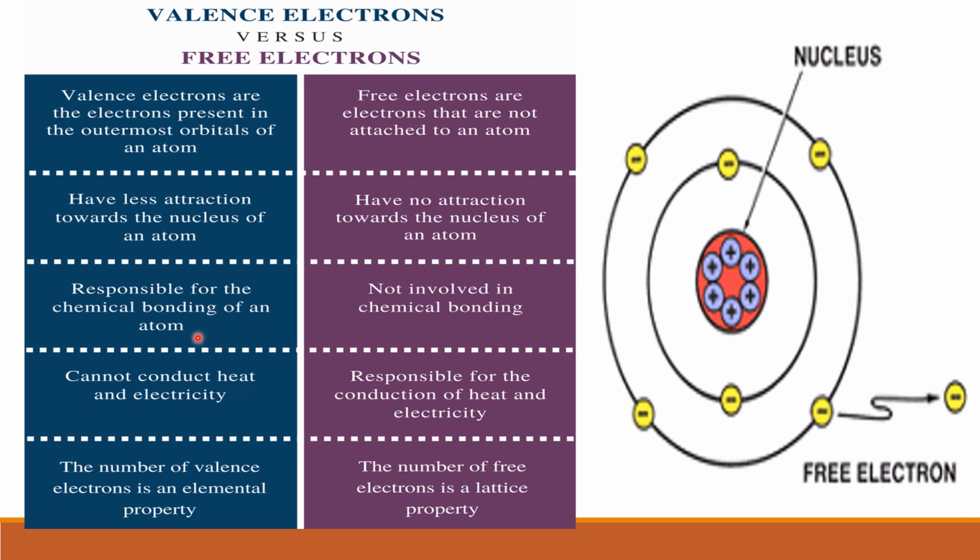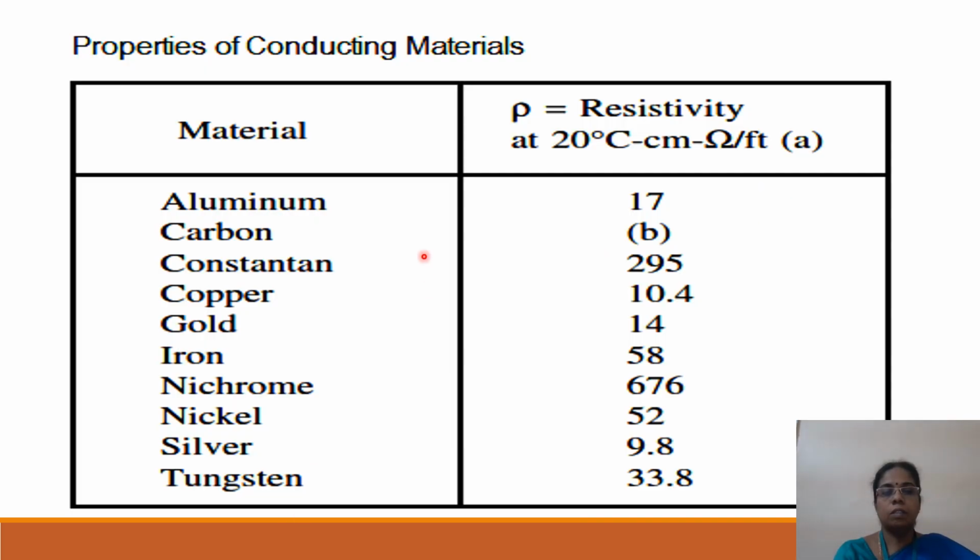And these valence electrons are responsible for chemical bonding, whereas these free electrons are not responsible for chemical bonding. The valence electrons cannot conduct heat and electricity, whereas the free electrons conduct heat and electricity. The number of valence electrons is an elemental property, whereas the number of free electrons in a lattice is a lattice property. This slide shows you some of the examples of the conducting materials and the resistivity values at 20 degrees Celsius.